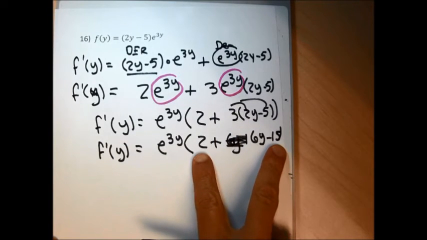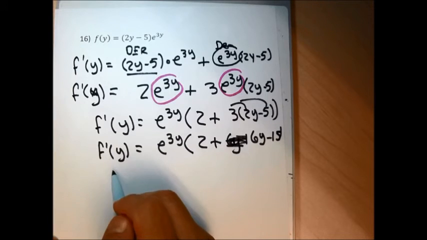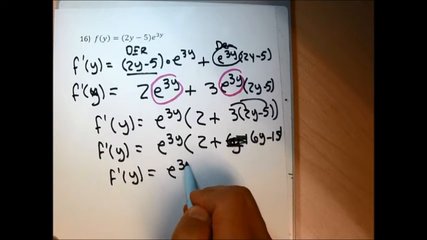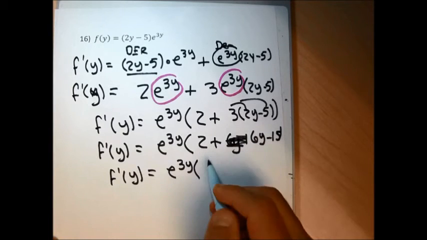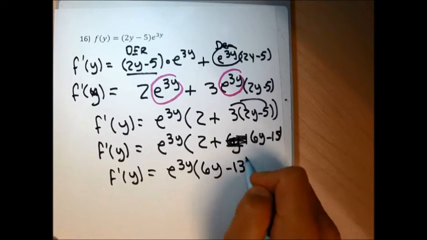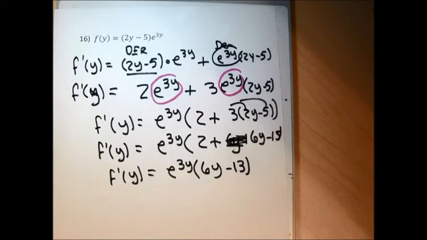Now I'm just going to combine the 2 and the minus 15 to a minus 13. And I get f prime of y equals e to the 3y times 6y, and then 2 minus 15 is negative 13. And that's the best answer for number 16. I think we have like 7 more problems. The word problems are still ahead of us, but they're not that bad.